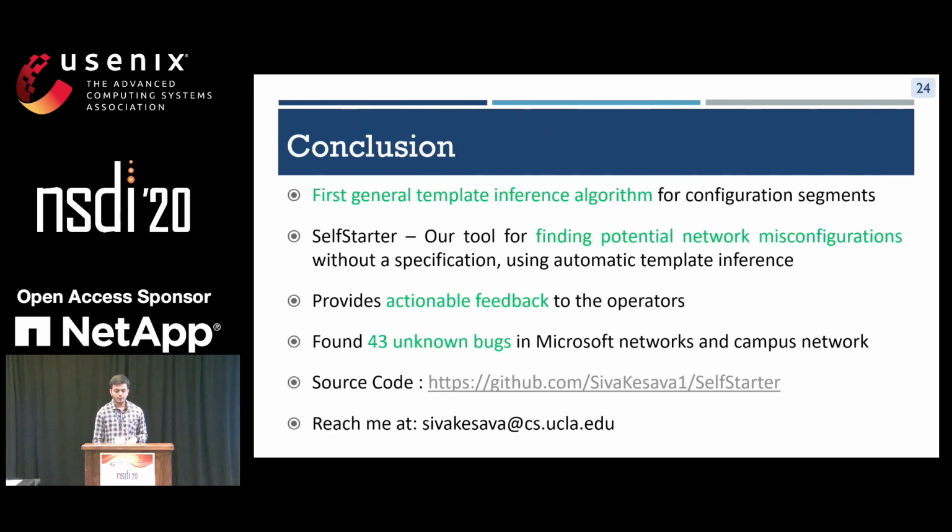To conclude, we present a generic template inference algorithm for configuration segments and our tool SelfStarter for finding potential network bugs. It also provides actionable feedback through meta templates. We found 43 previously unknown bugs in Microsoft networks and the campus network. And the source code is publicly available.